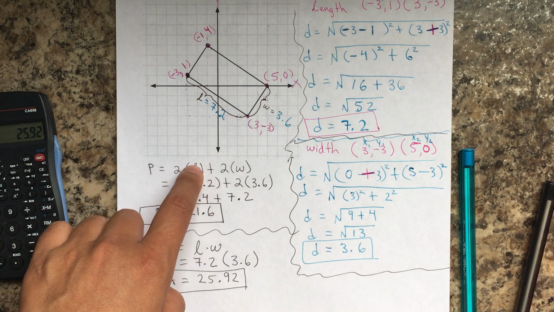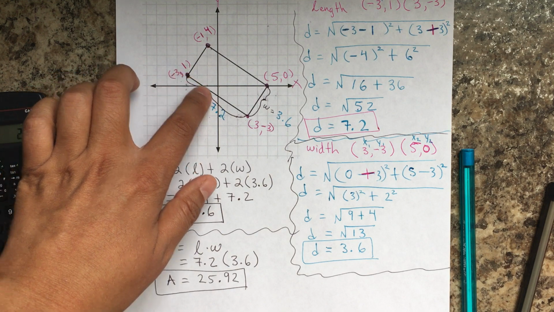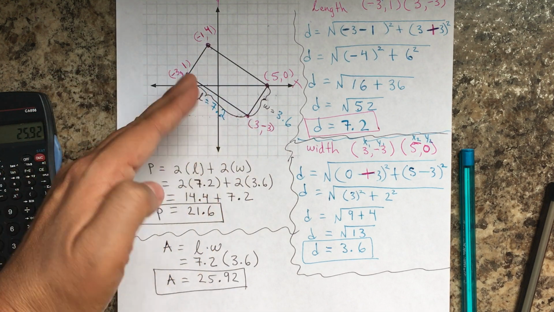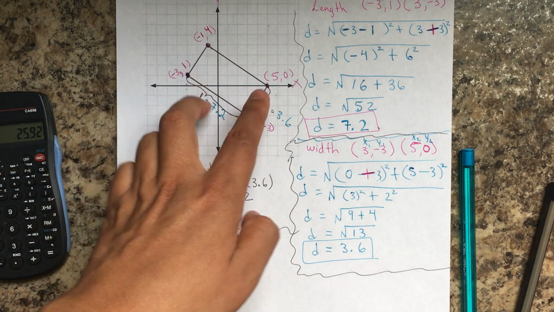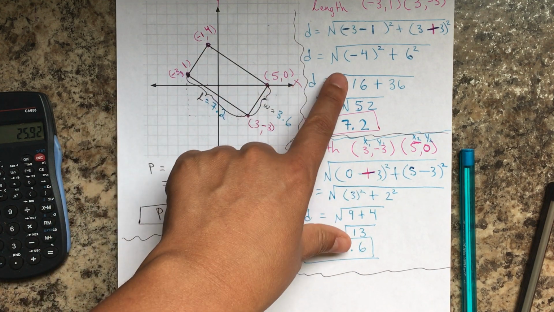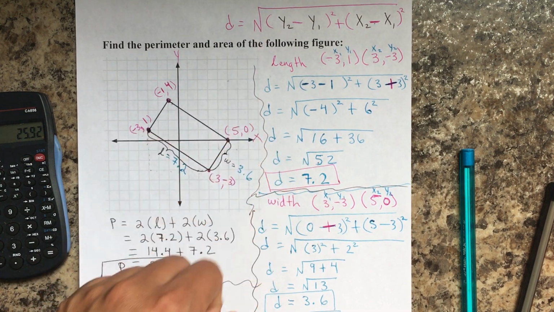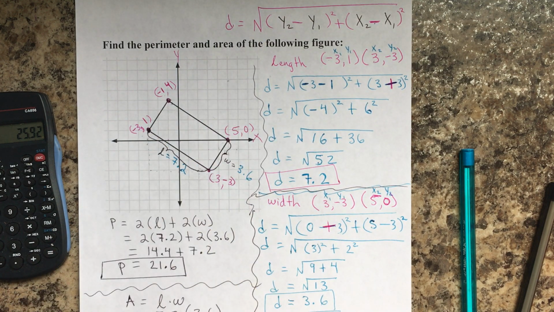We're using the same formulas as before. The only difference is that because these are not horizontal or vertical, the base and height, or length and width, we had to use the distance formula to find them. And that's it for the video.